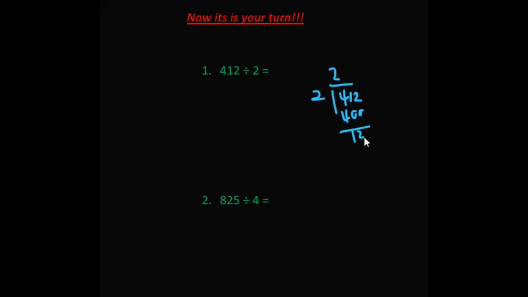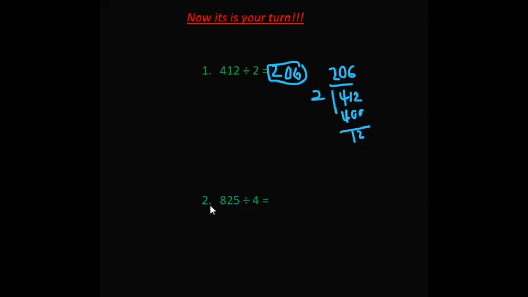Now we can do the next step of the division. 2 goes into 1 how many times? 0 times. 2 goes into 12 how many times? 6 times. So now we got an answer of 206 for the first problem. I'm just going to keep our work up there so you guys can see how we did it.